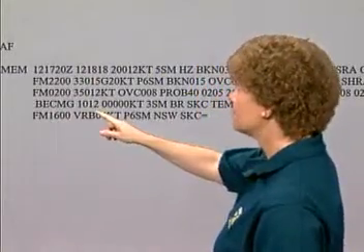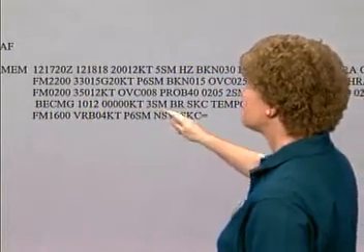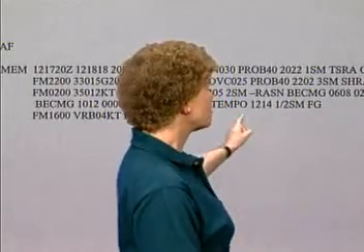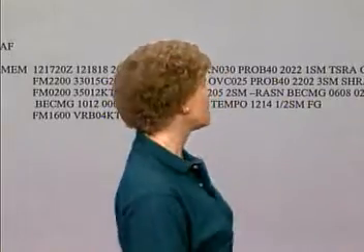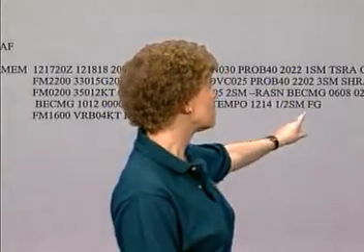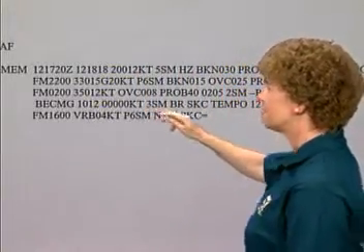Well, as we just saw, between 1000 and 1200 Zulu, it's going to be becoming 3 statute miles visibility. And it will stay that way until you get to the TEMPO group from 1200 to 1400 Zulu. Then it's temporarily going to go down to 1/2 statute mile in fog. But between 1000 and 1200 Zulu, it should be 3 statute miles. Now let's take a look at the next line and see what we've got there.